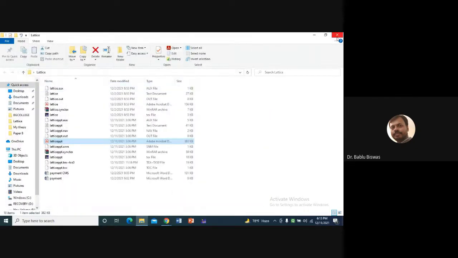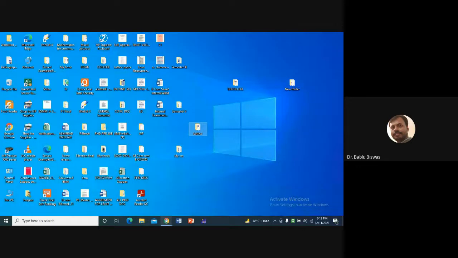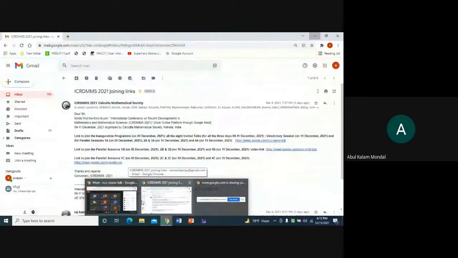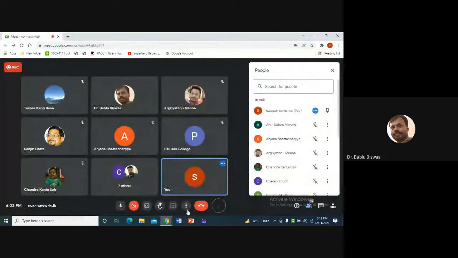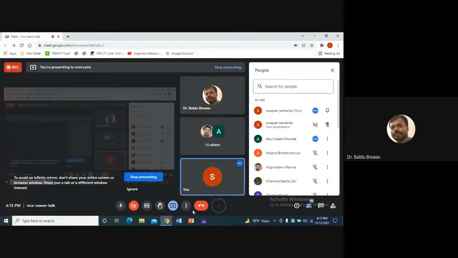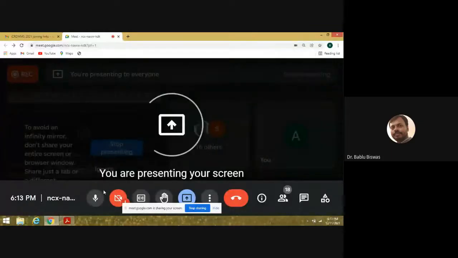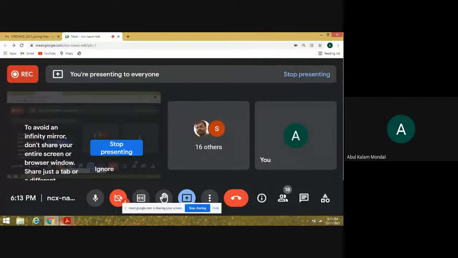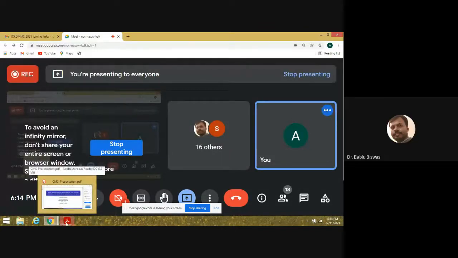Okay. And our last speaker is Abul Kalam Mondol. Yes. Please present your paper. Shapan, stop sharing. Stop presenting, Shapan. Okay. In blue color, you see? Yes. Am I visible? Yes, please.